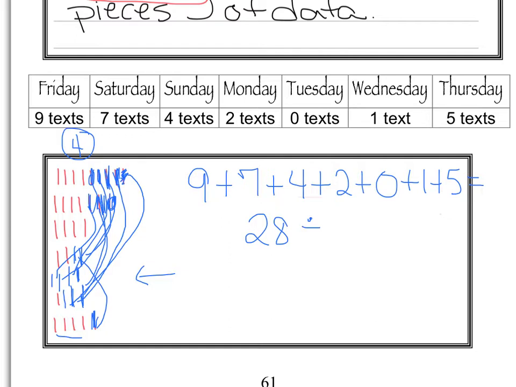So we do 28 divided by however many pieces of data there are. There's 1, 2, 3, 4, 5, 6, 7. So 28 divided by 7 is 4. So the mean of the text messages is 4, which we also found by doing my little spread out technique. Obviously, I think the calculation method is a little easier, but we wanted you to be able to see visually what that looks like. Okay, go ahead and go to your next page and we're going to do some more examples.